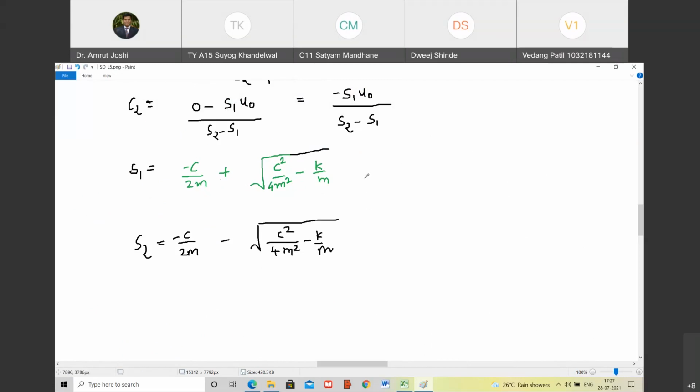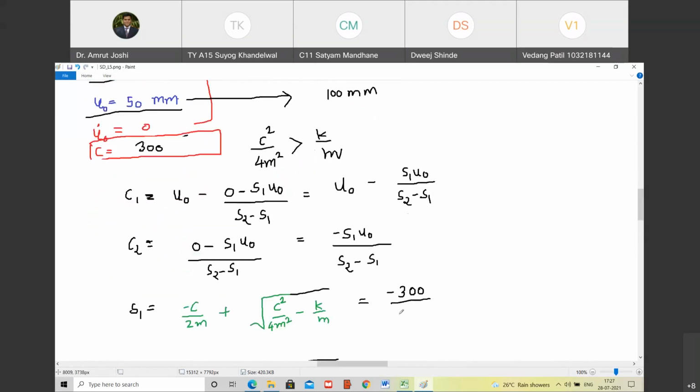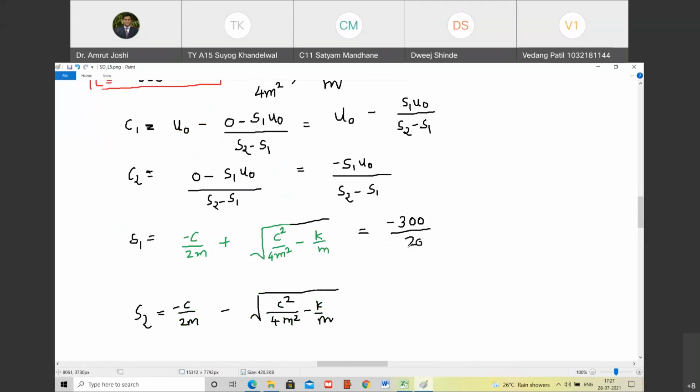Yes, sir. We know all these values. What is the value of C? Tell me. 300. Happy? Yes, sir. So it is minus 300. What is the value of m? 10 kg. So it is going to be minus 300 upon 20. Do you agree with me? Yes. Plus square root of. What is the value of C square? 300 square. What is the value of 4 into 10 square? What is the value of k? 1000. There should be a consistent system of units. This is in newton, so mass will be in kg. Yes, sir. Are you with me? Yes.